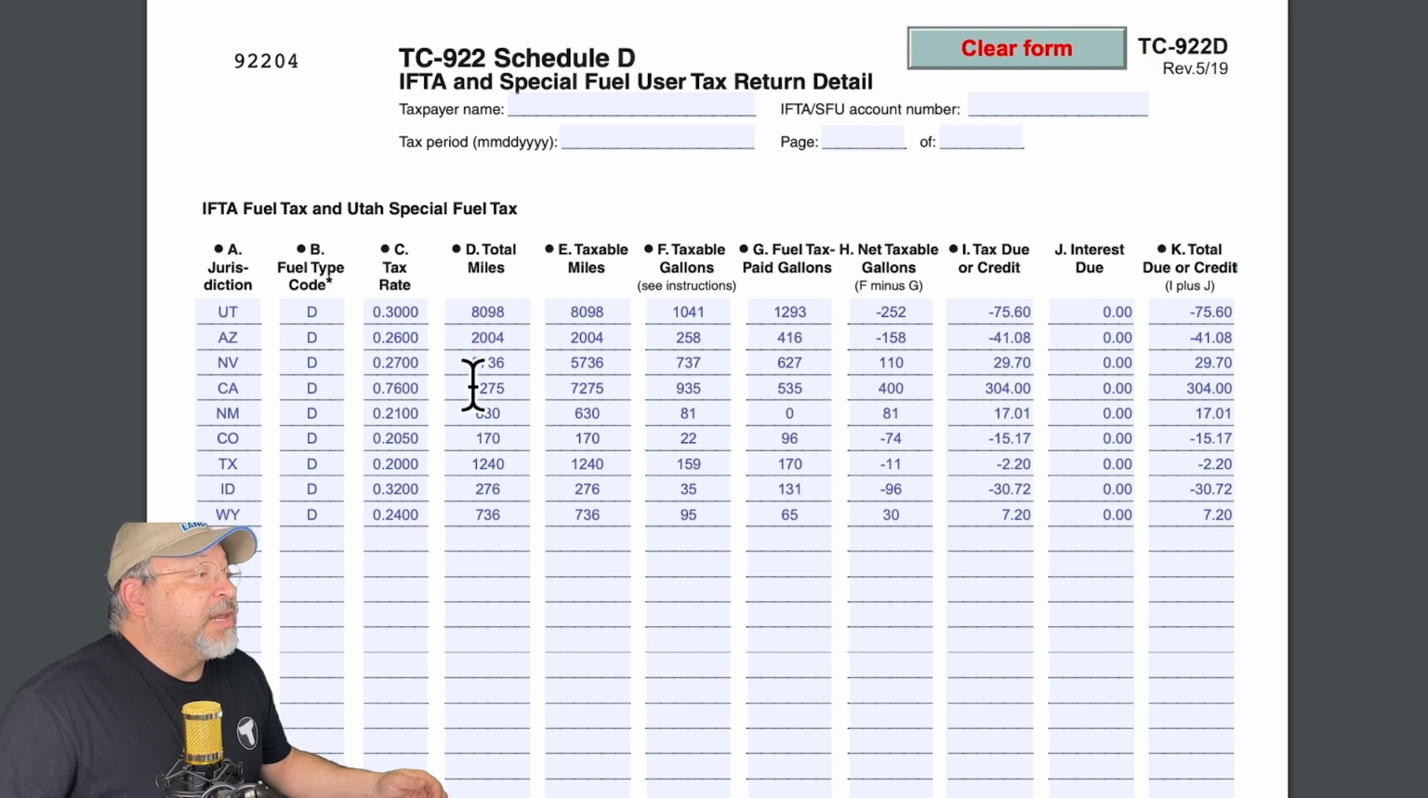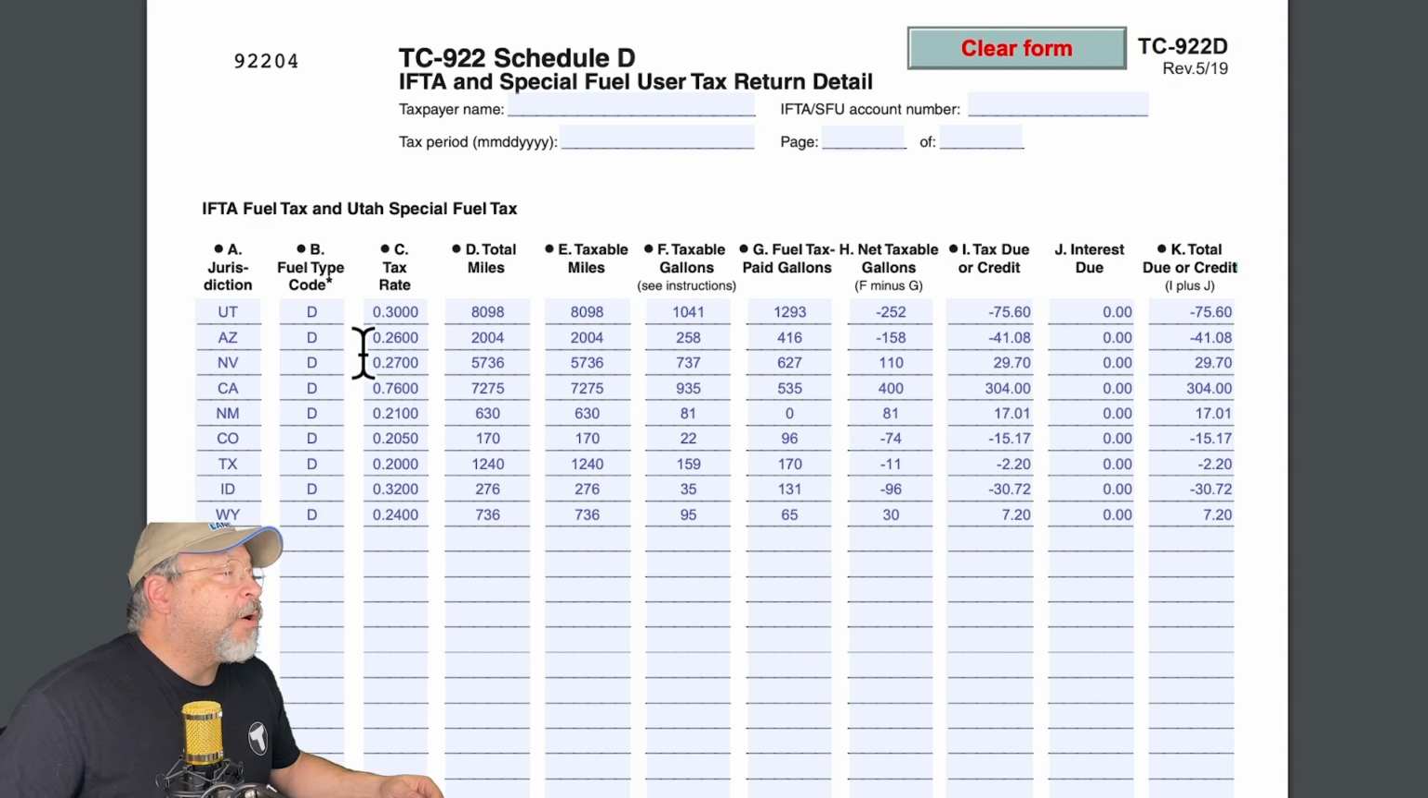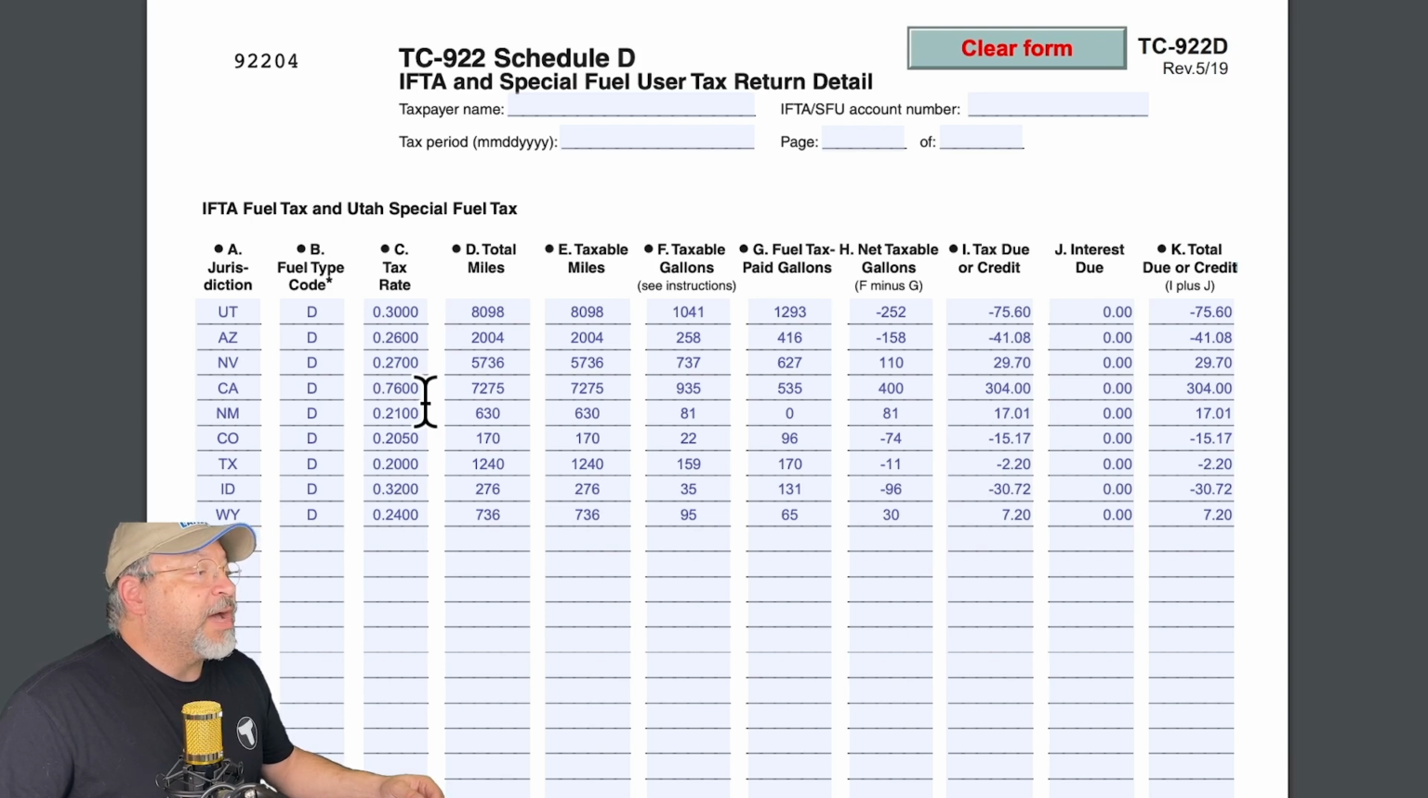Now, however, let's say I really like Arizona fuel prices. Well, of course I do, because it's cheaper in tax, right? But the problem is if I bought all my fuel in Arizona, every other state here is much higher, okay? And I am going to owe, it could be $400 or more, actually, especially because of the tax in California.